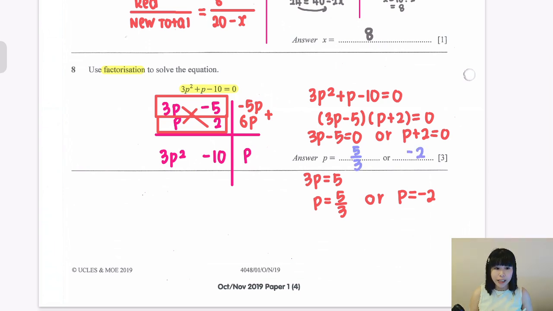You can also use a calculator to check your answers. However, to get the marks, you really have to show them how you factorize. You need to show them this part, as well as your answers, how you derive the answers. Okay, the workings.